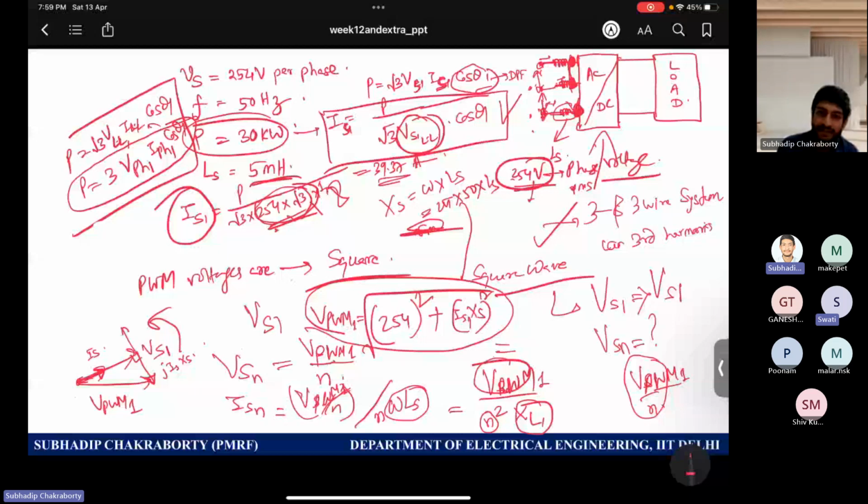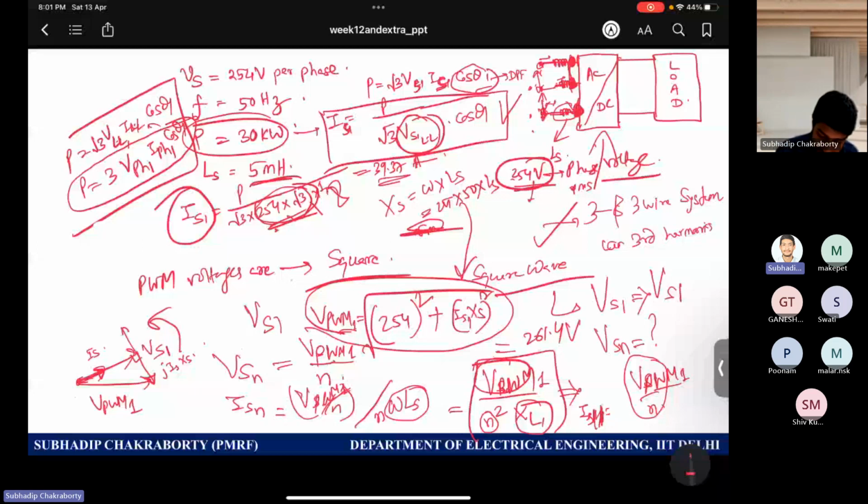VPWM is 261.4. Let me check. Yes, correct. And from that VPWM fundamental, you use the reference of the square wave and calculate VPWM11, which is 1 by 11 times VPWM fundamental, which is 1 by 11 times 264. And again divided by n times XLS. That will give you the value of the strength of your harmonic current, right?